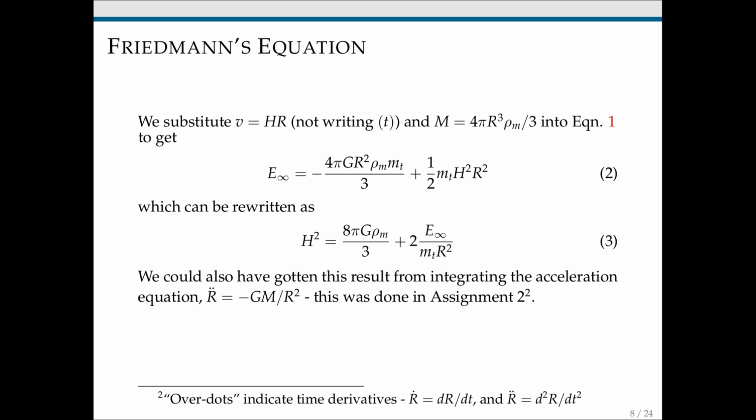Let's go back to equation 1, the energy balance equation. We can now substitute in v is equal to H times r, and m is equal to 4 pi r cubed rho over 3. The first comes from our discussion before about the Hubble flow, while the latter comes from the fact that the sphere has uniform density. We therefore get equation 2, which can be rewritten as equation 3. We could have also gotten this result from integrating the acceleration equation, that's r double dot is equal to negative GM over r squared. This was done in assignment 2.